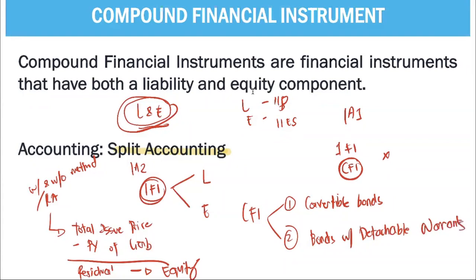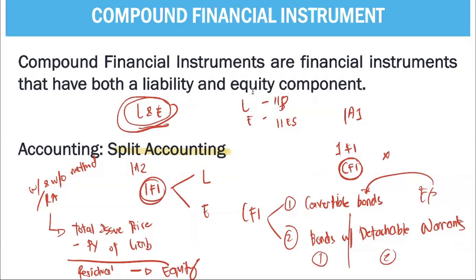Okay. So when you have bonds with detachable warrants, here you have two instruments really. You have bonds and you have detachable warrants. So they are separate from each other. While in your convertible bonds, the equity portion is embedded in the convertible bonds. In the second one, the detachable warrants are not embedded in the bonds.